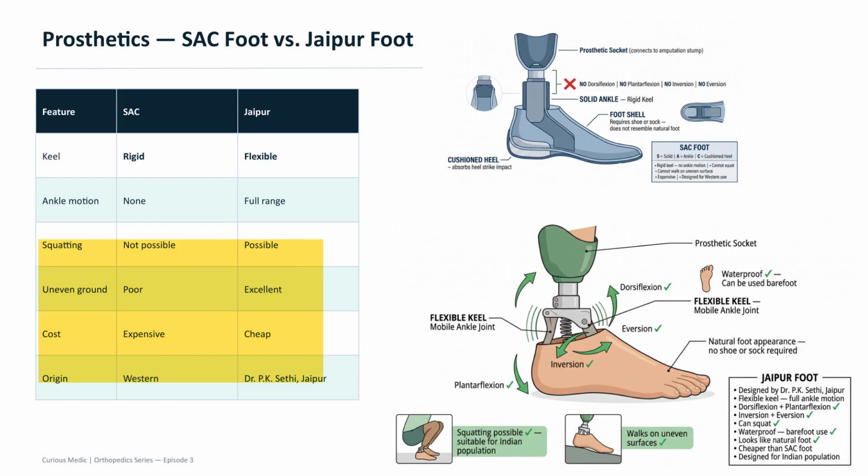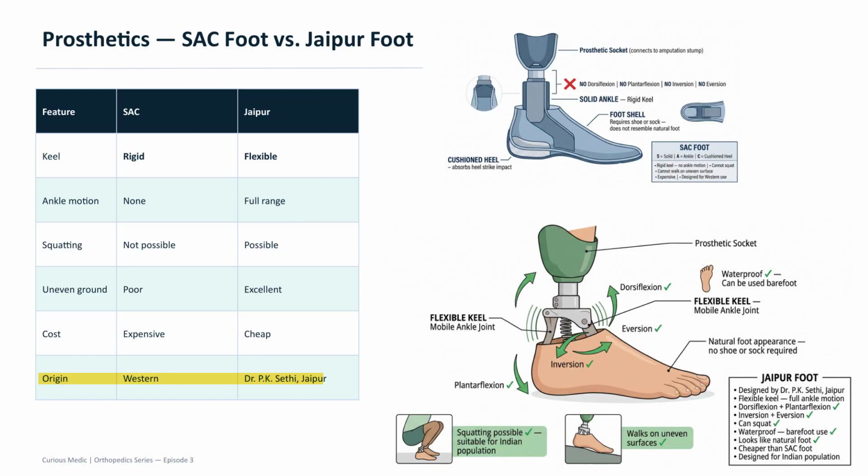Why does this specifically matter for the Indian population? Because squatting to use toilets, walking barefoot inside homes and temples, and navigating uneven rural terrain are everyday necessities for a huge proportion of Indian patients. The SAC foot cannot accommodate any of these activities. The JIPER foot was designed precisely to address these needs. So for the Indian population, the JIPER foot is the clear preference.